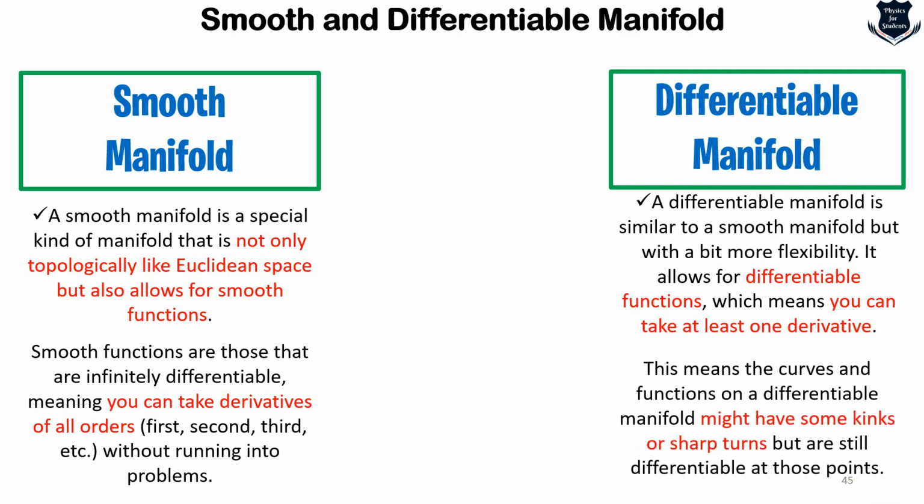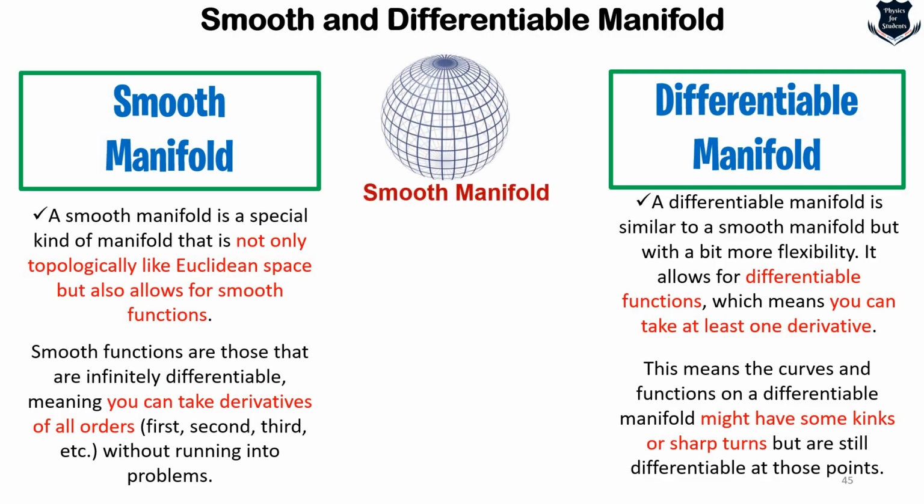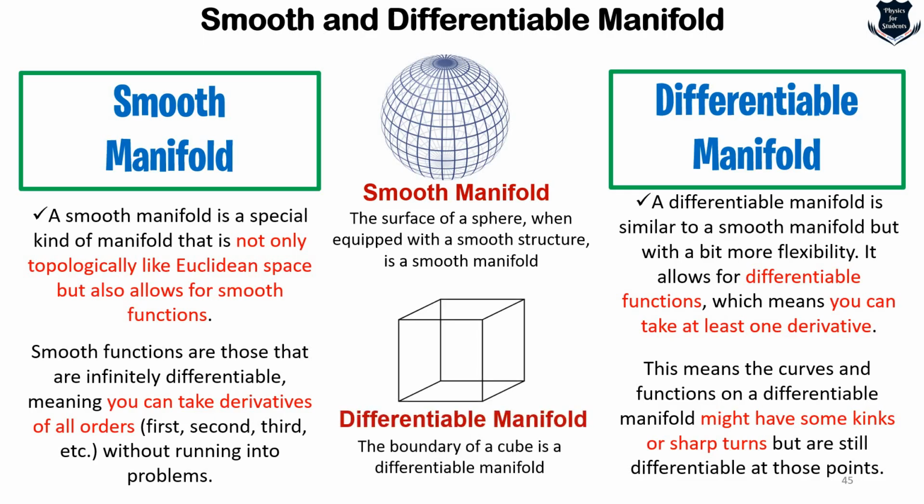But in differentiable manifolds, the curves and functions are differentiable, but might have some kinks or sharp turns. So these kinks and sharp turns are not in a smooth manifold. So a smooth manifold we can say is like a sphere, where the entire structure is very smooth, and this other one is what is called a differentiable manifold because it has kinks or sharp turns.